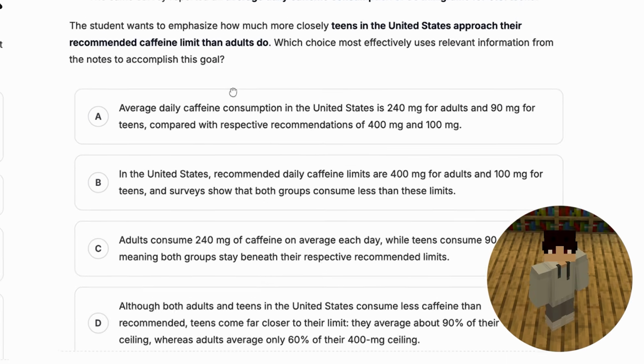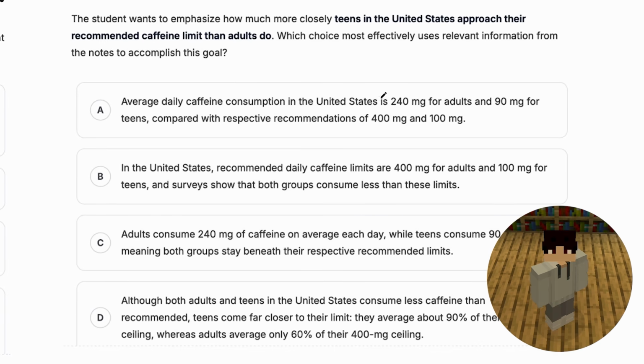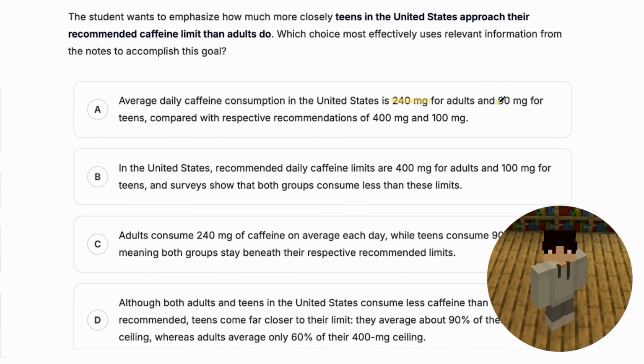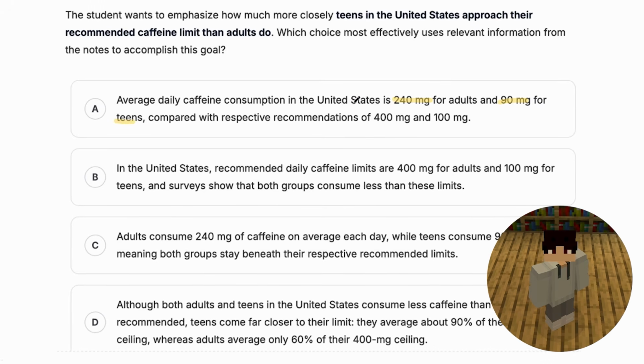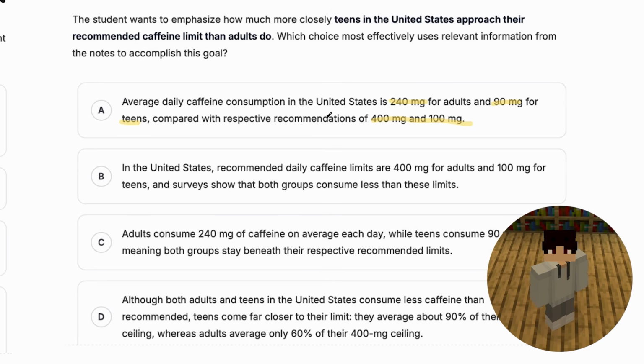Finally, let's look at this one. We're trying to say that teens get closer to the caffeine limit than adults do. Daily caffeine consumption in the United States is 240 milligrams for adults and 90 milligrams for teens, compared with the respective recommendations of 400 milligrams and 100 milligrams. So this is kind of good. It's saying that the recommendations are these, and you can just visually see that, okay, teens are definitely much closer than the adults are, like 90 to 100 versus 240 to 400.